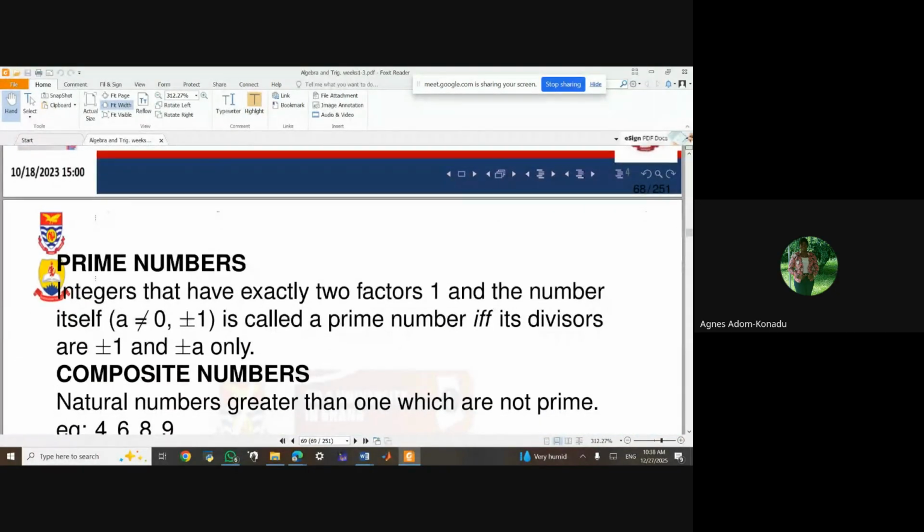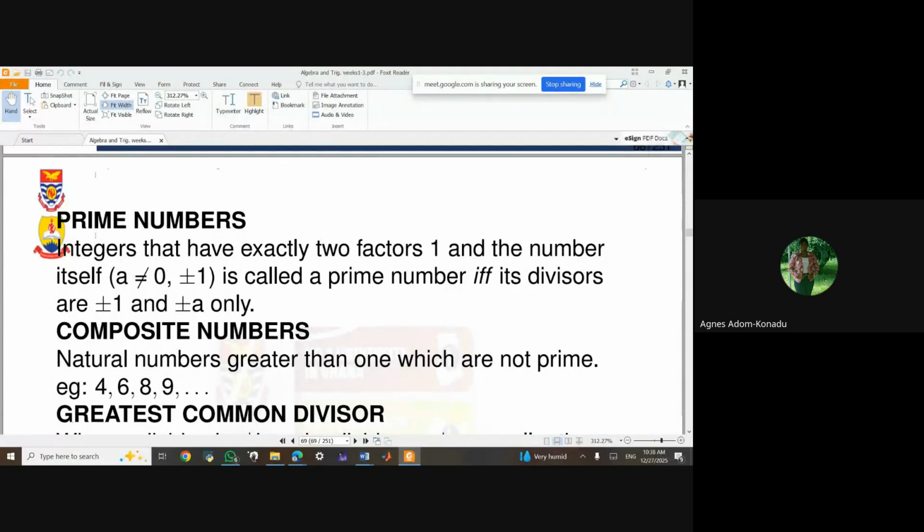Then we have what we call prime numbers. So integers that have exactly 2 factors.